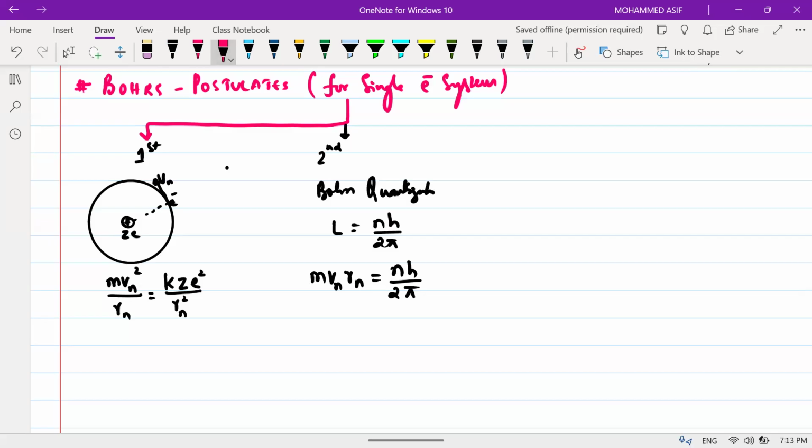Clear? Then what is the third postulate? You can go to Bohr's third postulate. Anyone? Very important.